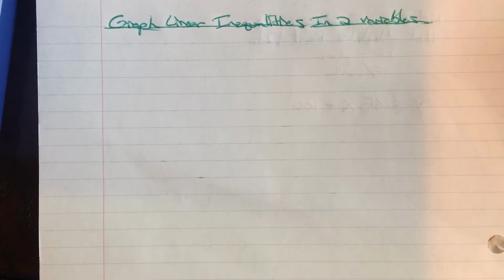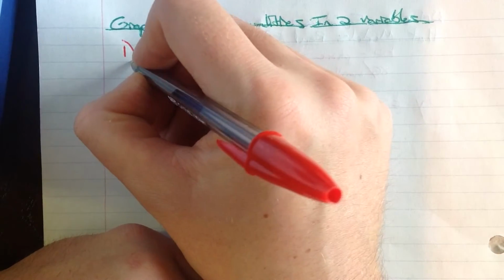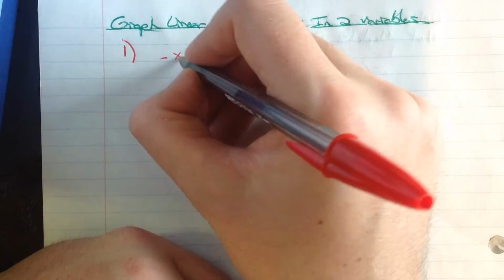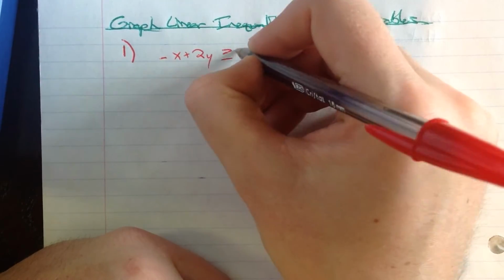Graphing linear inequalities in two variables. So first off, let's start with an example. Negative x plus 2y is greater than or equal to 4.